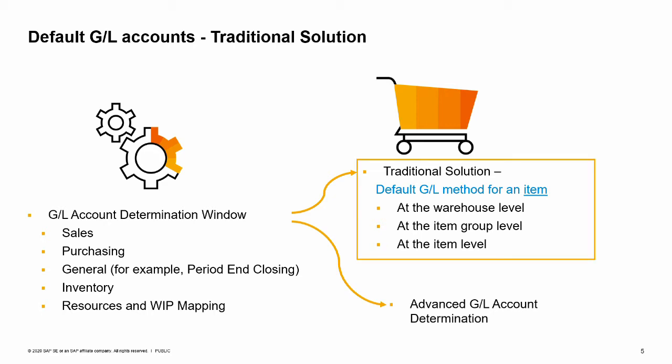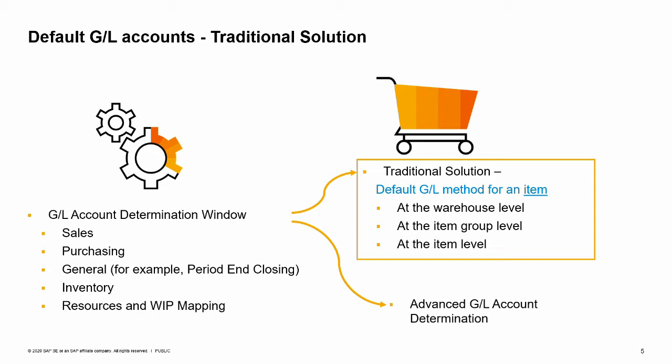The first option is the traditional solution that was available prior to version 9.0. According to the traditional solution, there are three options to define a default GL method for an item: warehouse level, item group level, and item level. Each item will have one method defined for it. You can set the method in advance for all new items.